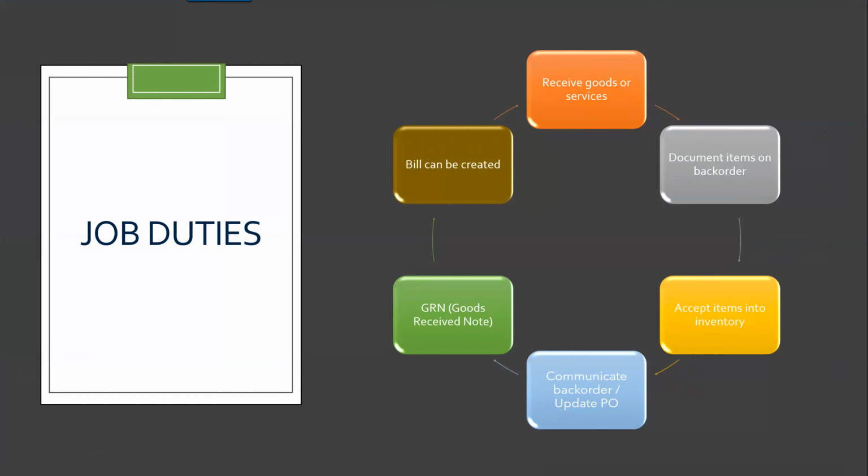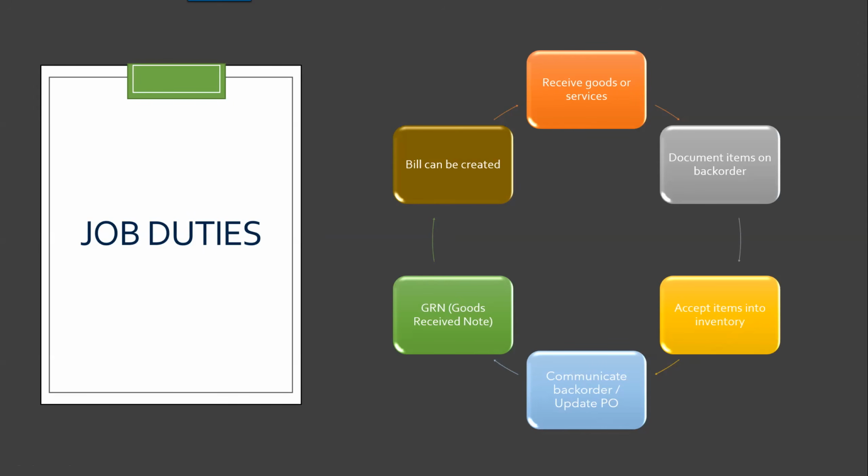So the place that we're going to begin is receiving the goods or services. And this can be various methods. You can have the goods that come off of the truck, or you can have a person coming out to perform the services, and then document items that are on back order and accept items into inventory if that's the business practice, if that's applicable, and then communicating these back orders so the PO can be updated.